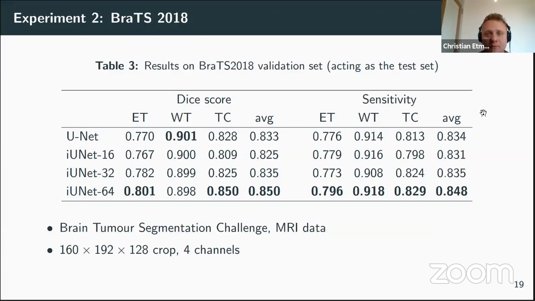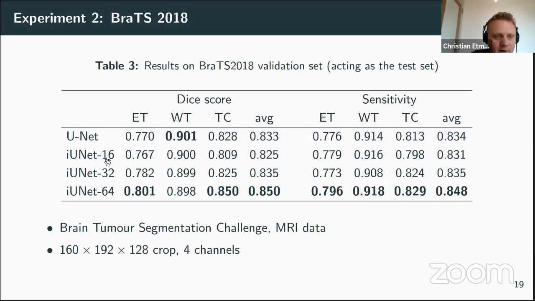So as a second experiment, we looked at a 3D segmentation task. This was on the brain tumor segmentation 2018 challenge, where we have volumes of size 160 times 192 times 128. And we have 4 input channels, which stands for several MRI modalities that we measured.